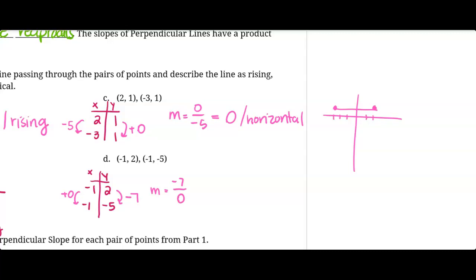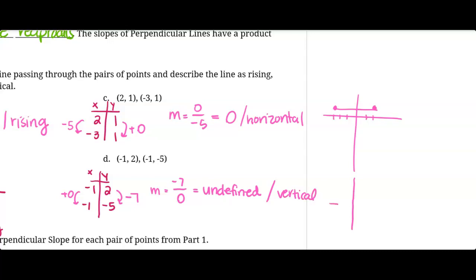So you're imagining you have 7 cookies and you're dividing them amongst 0 people. Someone has to have the cookies. So we can't divide by 0. So that is what we call undefined. And that line is vertical.